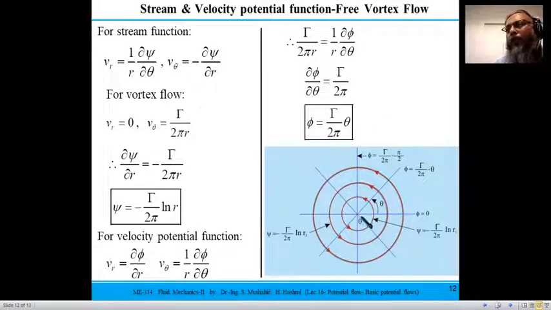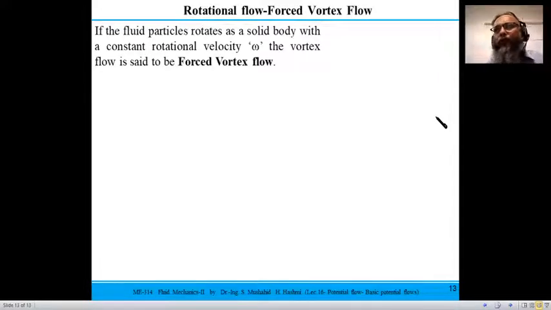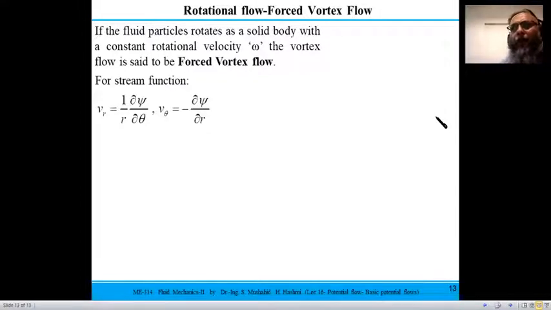So in radial flow, the stream function is in the radial direction. In vortex flows, the stream function is in concentric circles. Okay, the last thing is rotational flow in forced vortex flow. As you know, forced vortex flow is a situation where your fluid particles act as a solid body, as you have already seen in your FM1 course.